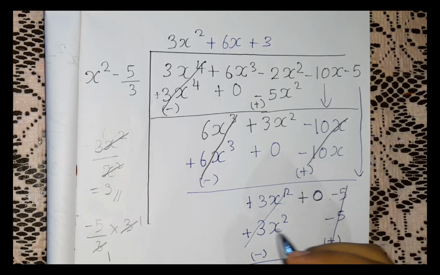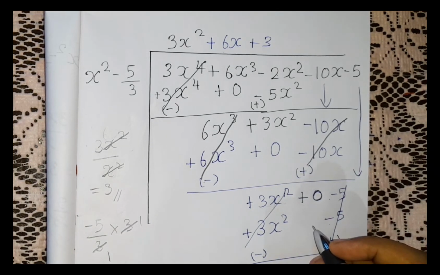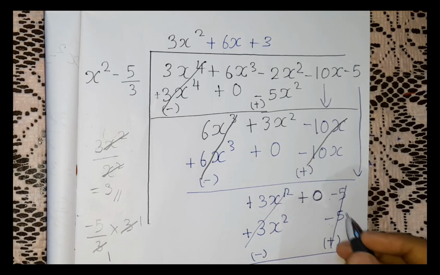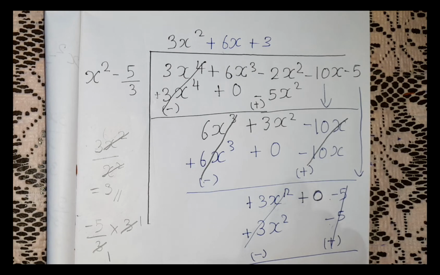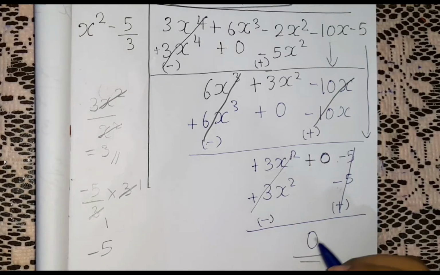Okay, now we got 0 right over here. Here also it is 0, no need to consider that. And here also we got 0. So we can take 0. Okay. So now finally we got 0. As you guys know, we got the remainder as 0.